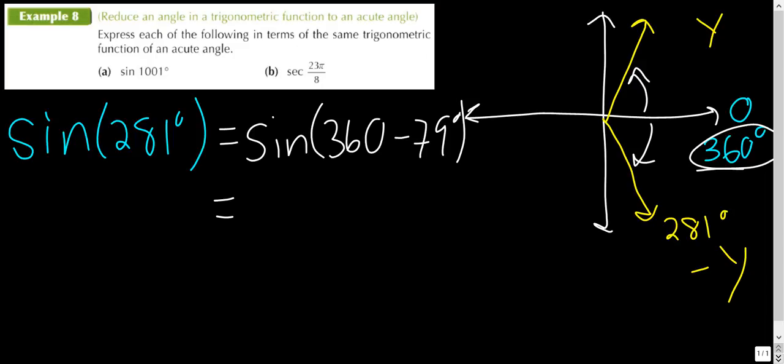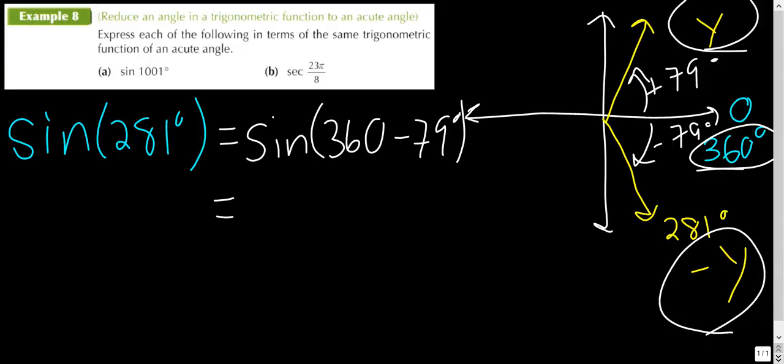Well, if I go back 79 and forward 79 from 0, I'm not going to get the same thing. I'm actually going to end up with the opposite value. Instead of a negative y, I'm going to end up with a positive y. So I end up with negative sine of 79.